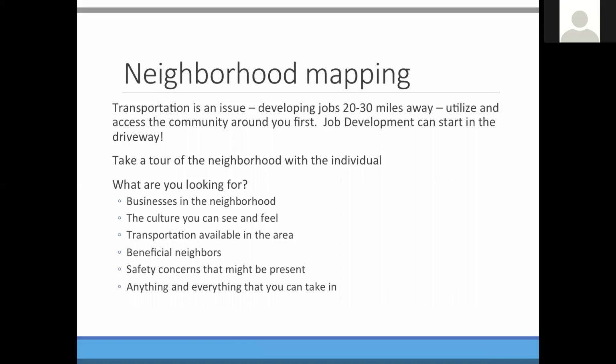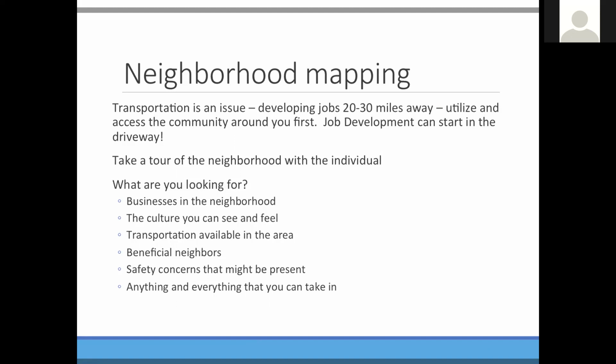What businesses are in that neighborhood? And we're not just talking about storefront businesses, but who works out of their home in that neighborhood? Who owns, maybe two doors down, the local hardware store, or maybe has his own construction business? That information matters.